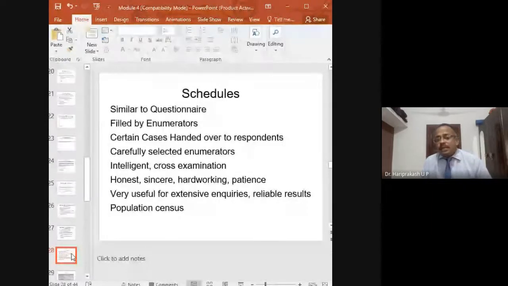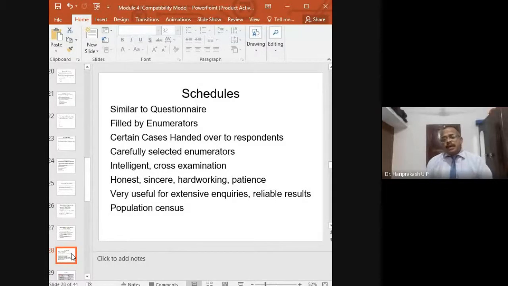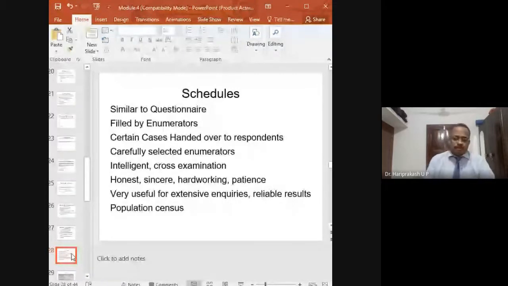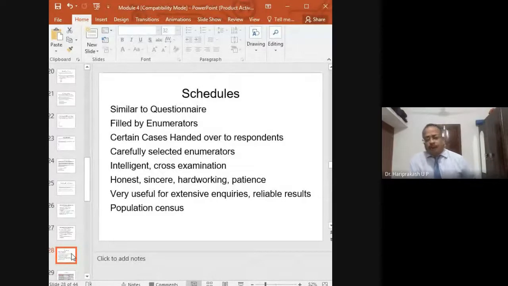That's why government teachers are selected, because they are educated and intelligent, they have the ability to cross-examine, and they are honest. Teachers are considered honest, sincere, hardworking, and they have patience, because they have to go around all the houses in the region allotted to them. Several kilometers they have to travel in their vehicle, and some remote places they cannot reach by vehicle, so they have to walk. So they are sincere and hardworking, and they will not cheat in collecting data. That's why enumerators are chosen, and it becomes convenient for the government to employ government teachers, right? So the instrument they use is called a schedule. That is the population census which I have just explained.